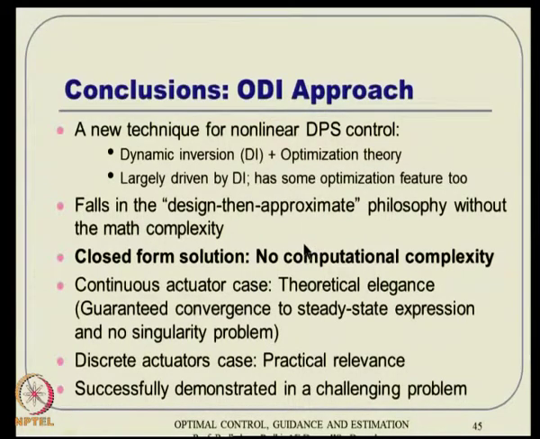But it completely avoids infinite dimensional operator theory, and hence it is not mathematically complex. It also leads to a closed form solution, and hence there is no computational complexity issue. In the continuous actuator case, there is theoretical elegance, that means guaranteed convergence, and there is no control singularity problem. However, the discrete actuators case can also be solved, which is of practical relevance. And successfully it has been demonstrated for a nonlinear problem, a heat transfer problem that contains radiation terms also, which is the 4th power of temperature.